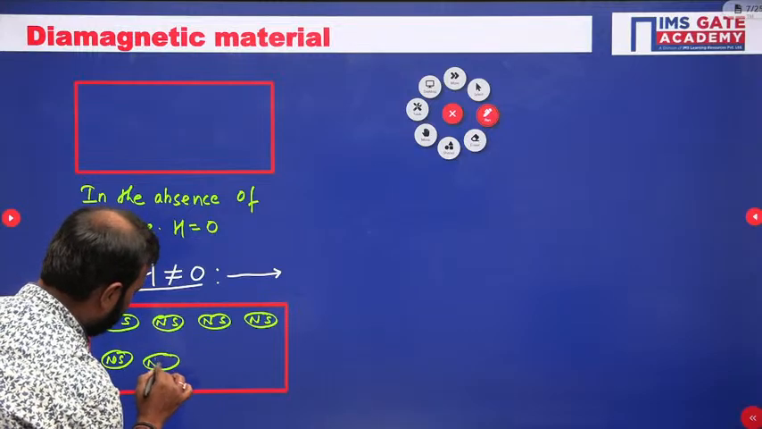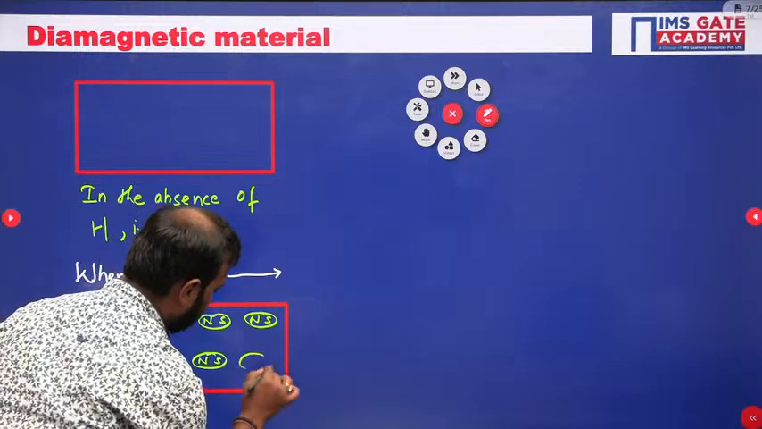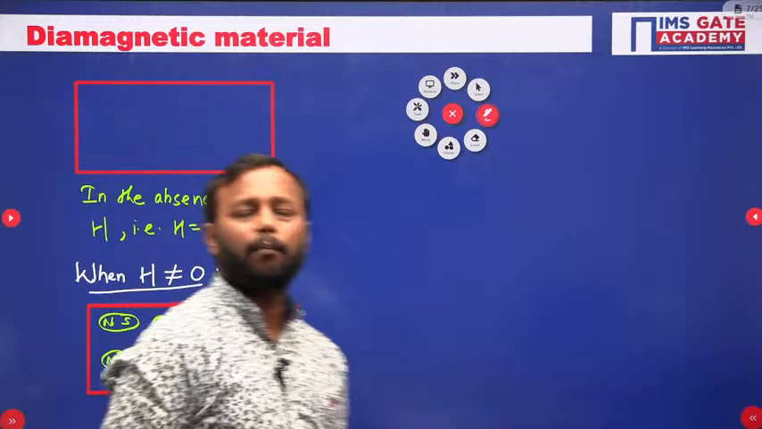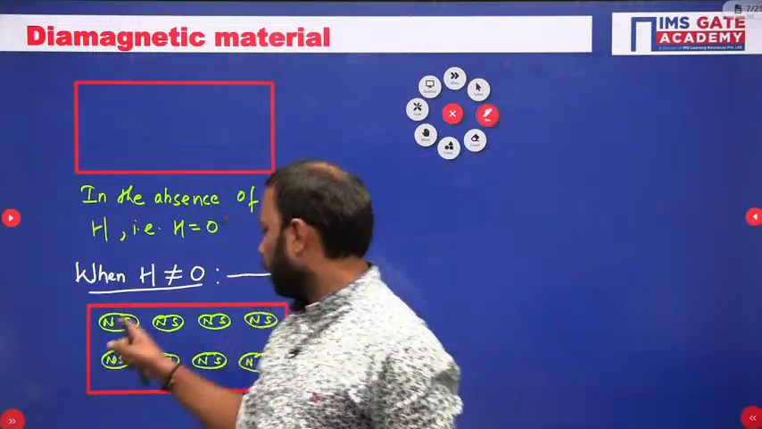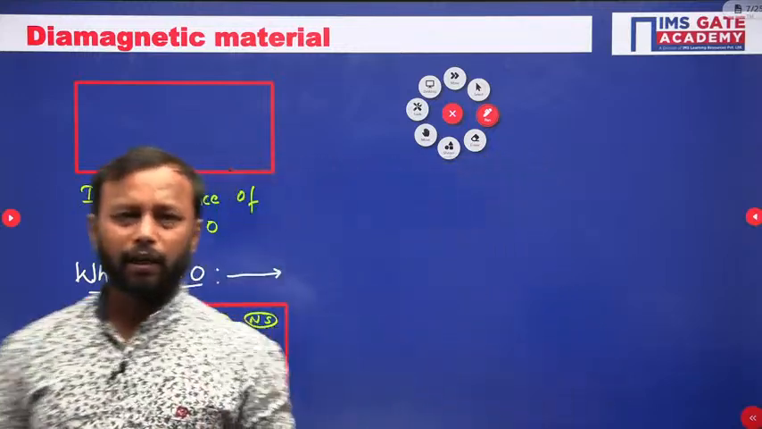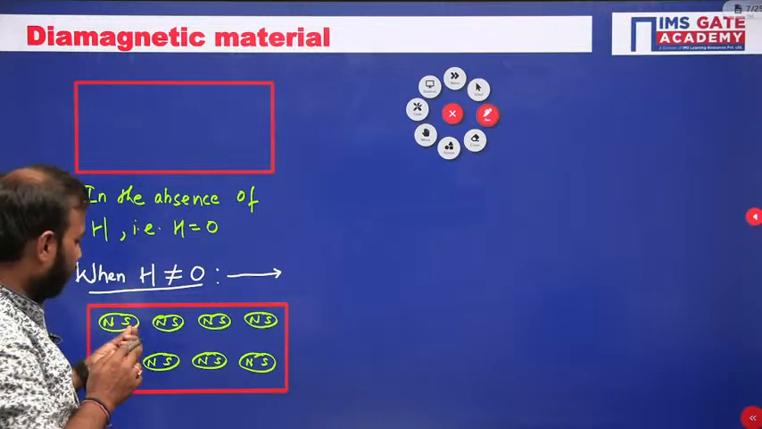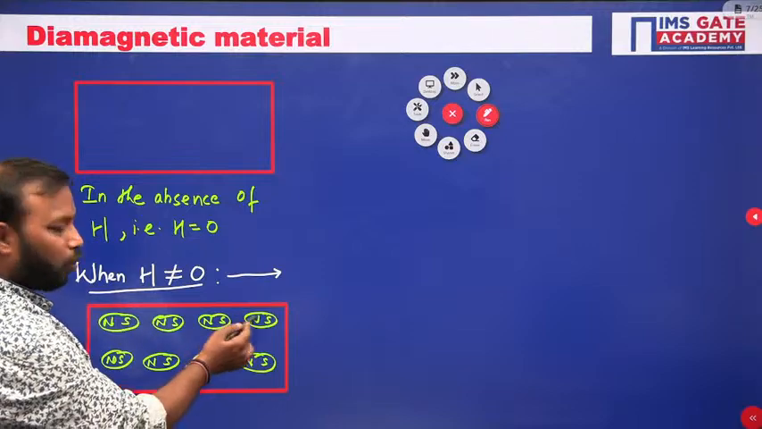Let me make it north, south, north, south, north, south. So the material will have n number of dipoles depending on the material. Just for the sake of convenience, I have drawn here only 8 dipoles. If you see very carefully, this north and south is going to be cancelled out. This north south is going to be cancelled out. North south is going to be cancelled out.